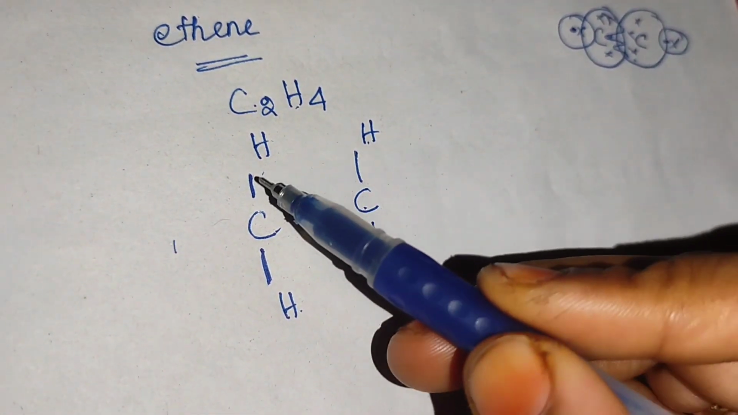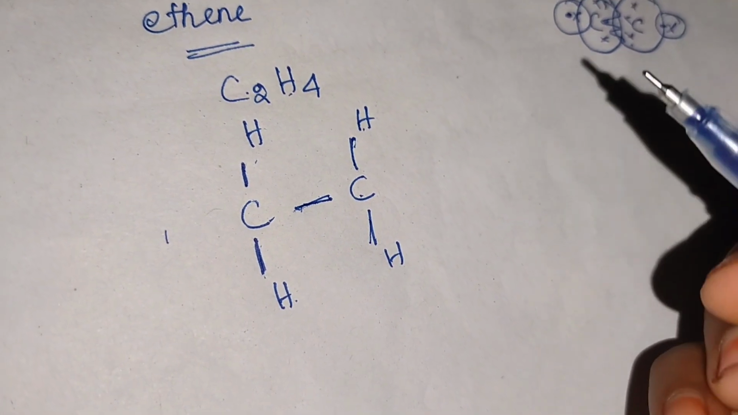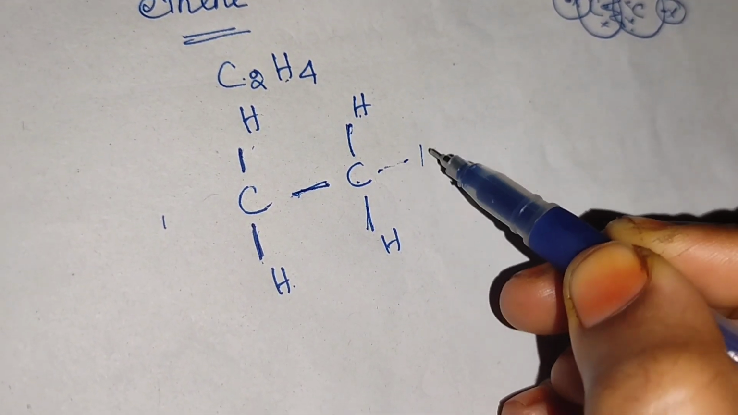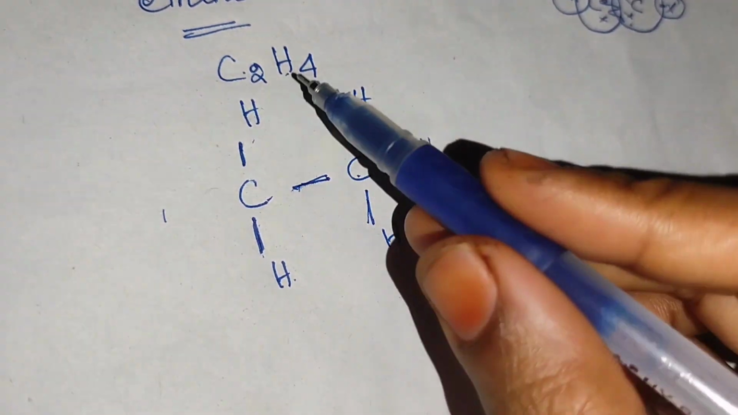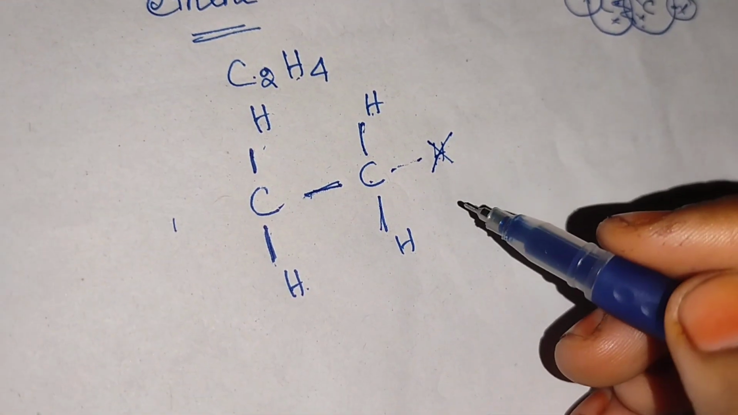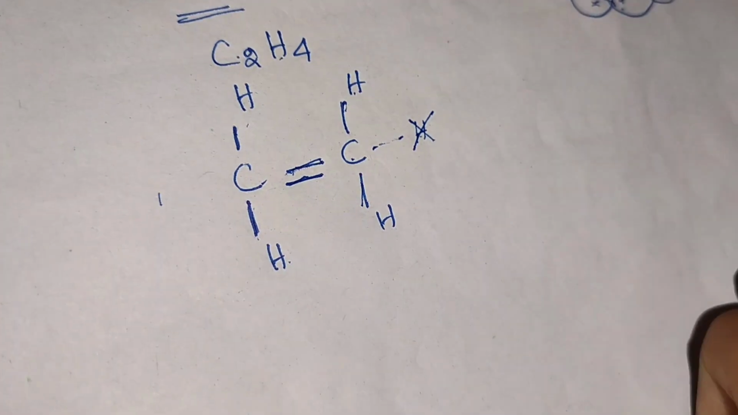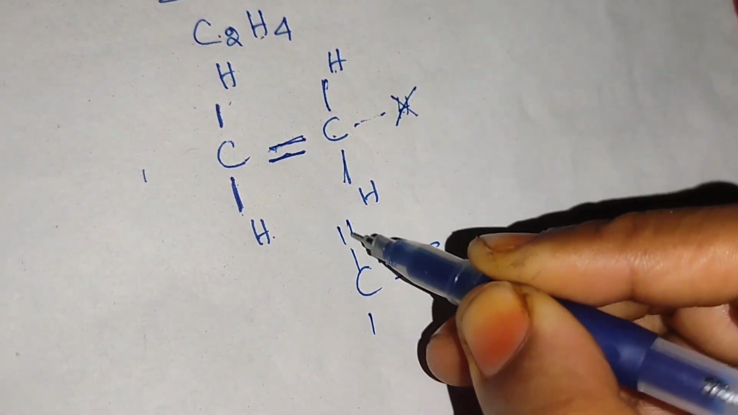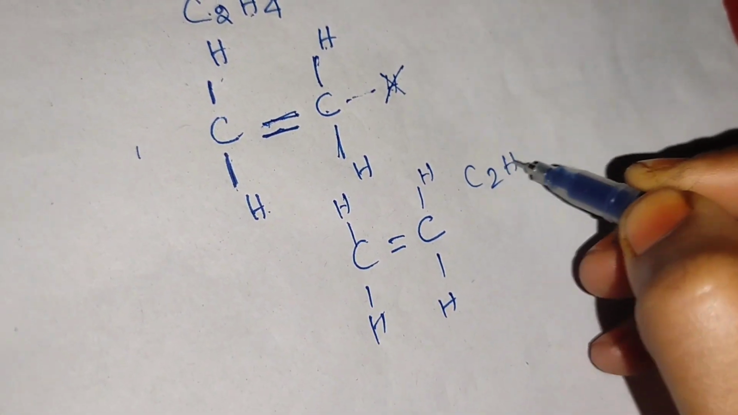But the valency is not complete here: 1, 2, 3 only, and here also 1, 2, 3 only for carbon valency. If we complete the valency by drawing one line and writing hydrogen here, the hydrogen number would increase, but here it is only 4, so we should not add a hydrogen here. So to complete the valency of carbon, I am writing another bond here. So carbon double bond carbon, with two hydrogens on each carbon. Now check the formula: C2 and H4 is correct.